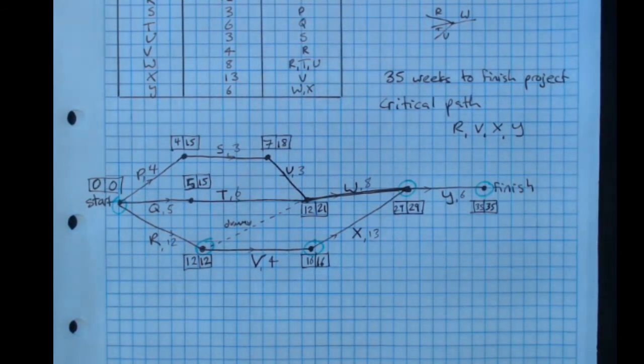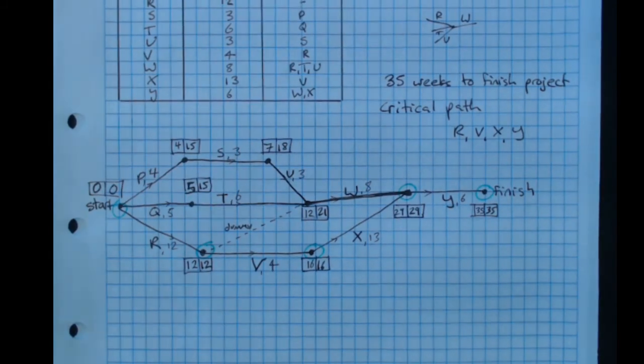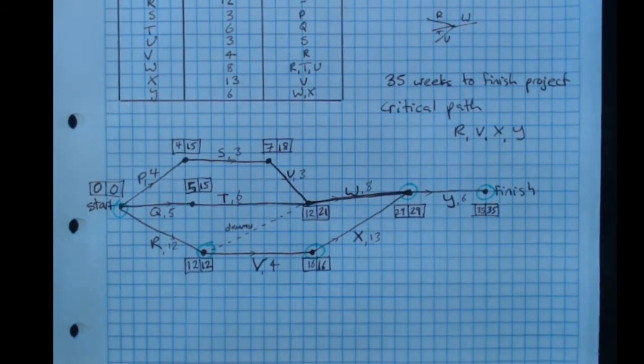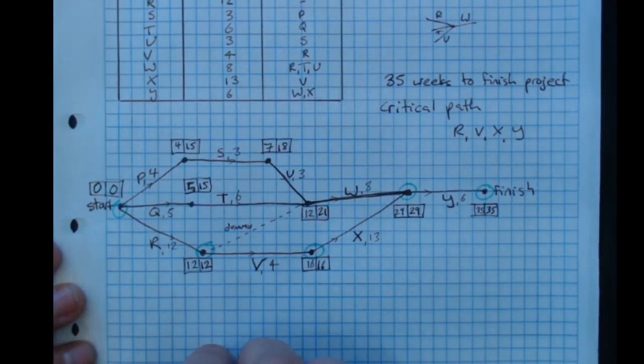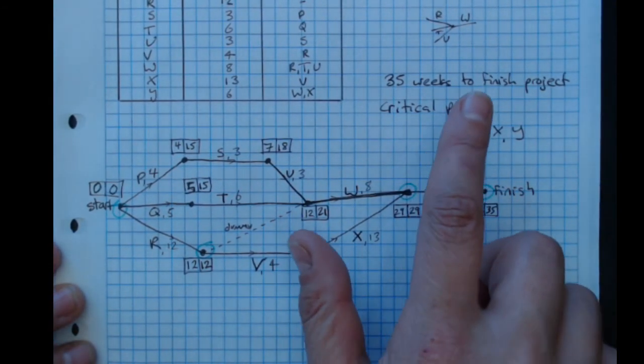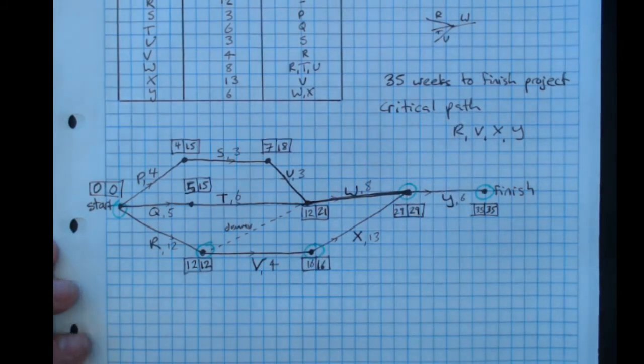So that's a run through of critical path analysis, making an activity network, doing forward and backward scanning to work out the time to finish and the critical path.